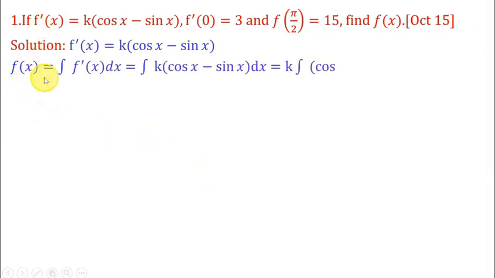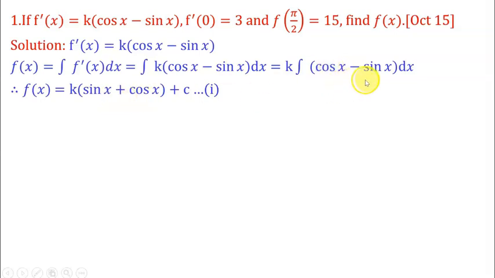We have given f dash of x, therefore f of x is nothing but the integral of f dash of x. That is the integral of k times (cos of x minus sin of x). k is a constant. Therefore, integrate cos of x minus sin of x. The integral of cos of x is sin of x, and the integral of minus sin of x is minus cos of x, and minus minus will make plus. Therefore we have the function f of x is equal to k (sin of x plus cos of x) plus c.